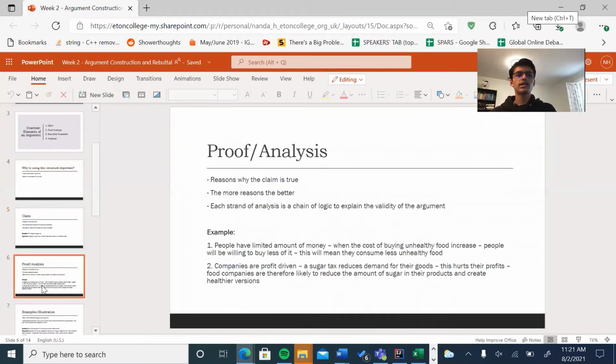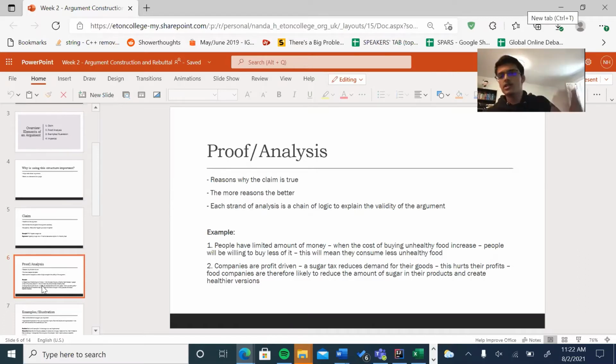Now, the second thing, which is the main part of the argument, is the proof or the analysis. This is where you give reasons why the claim is true, and prove the argument and prove why it's going to happen. And the more reasons that you can provide, the better. Not way too many, but 2 or 3 is something that you should ideally hope for. And the reason why you should give as many reasons as possible is because when someone's responding to your argument, then they need to deal with all of those reasons, because even if they respond to one of those reasons, if the other 2 reasons are still true, then your argument still stands to a large degree.